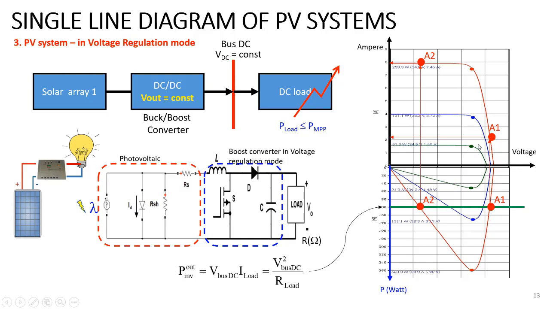To sum up, the maximum power point tracking DC-DC converter has two main functions. The first function is to track the maximum power point continuously for any changes, and the second function is to maintain the constant output voltage to supply the load.